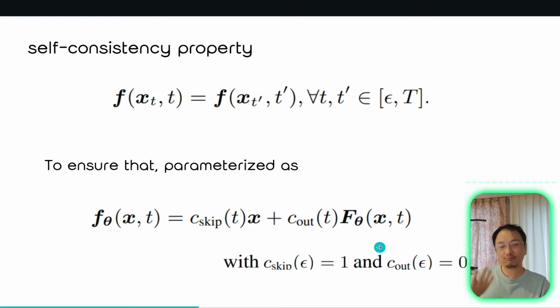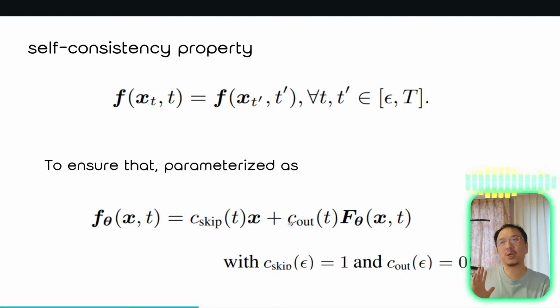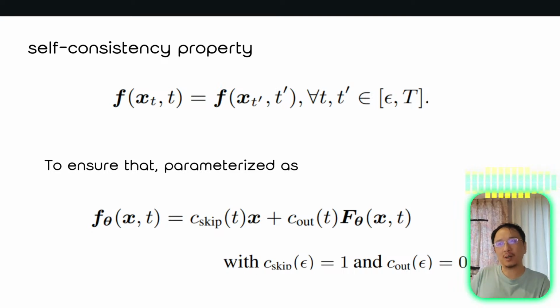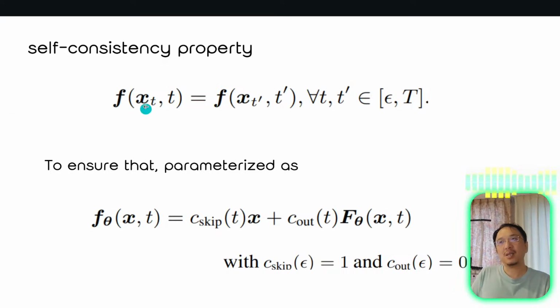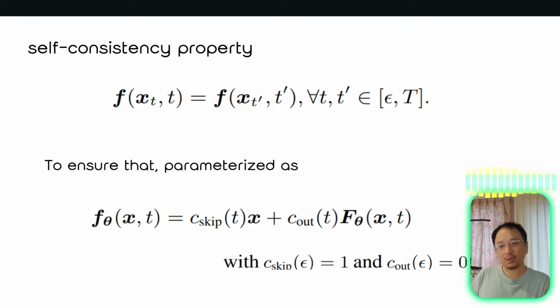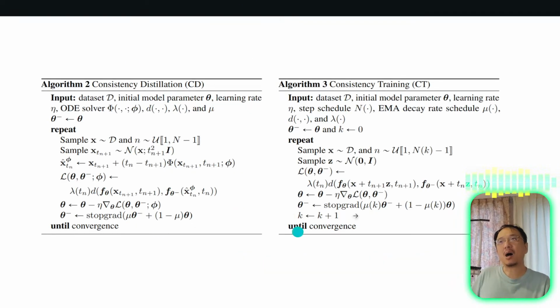So that we can utilize this design to make it easier to satisfy this property, and the consequence is that it is easier to do the training. So this one is an algorithm.